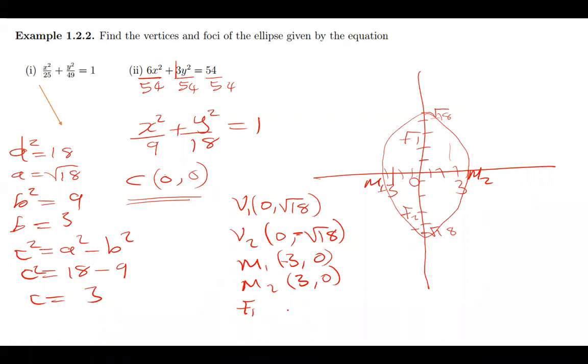And then from there, we also make sure that we write the coordinates of the focus. F1 is equal to 0, 3, and then F2 will be 0, negative 3. Okay, so this is how you describe the ellipse.